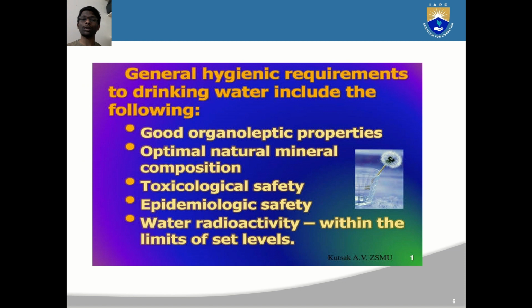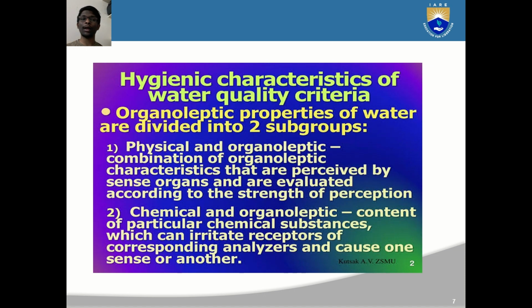General hygienic requirements of drinking water include the following: good organoleptic properties, optimal natural mineral composition, toxicological safety, epidemiological safety, water radioactivity within the limits of set levels. Hygienic characteristics of water quality criteria. Organoleptic properties of water are divided into two subgroups: physical and organoleptic. Combination of organoleptic characteristics that are perceived by sense organs and are evaluated according to the strength of perception. Second one is chemical and organoleptic. Content of particular chemical substances which can irritate receptors of corresponding analyzers and cause one sense or another.